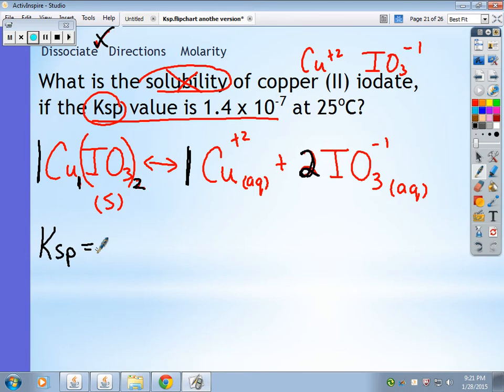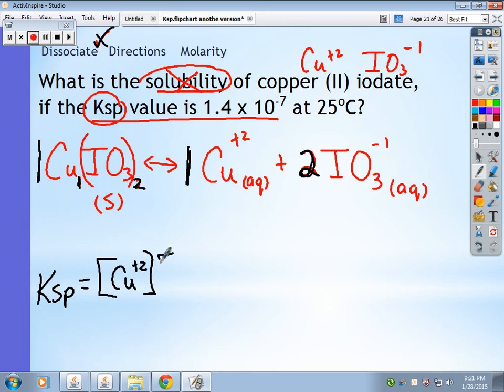and actually I'm going to give us a little more room so you can understand what's going on here again. So I'm going to write Ksp down here. All right, and that equals copper, positive 2, and the iodate ion squared. All right, those are my directions. So I've written my directions, and again, I don't include this because it's a solid.